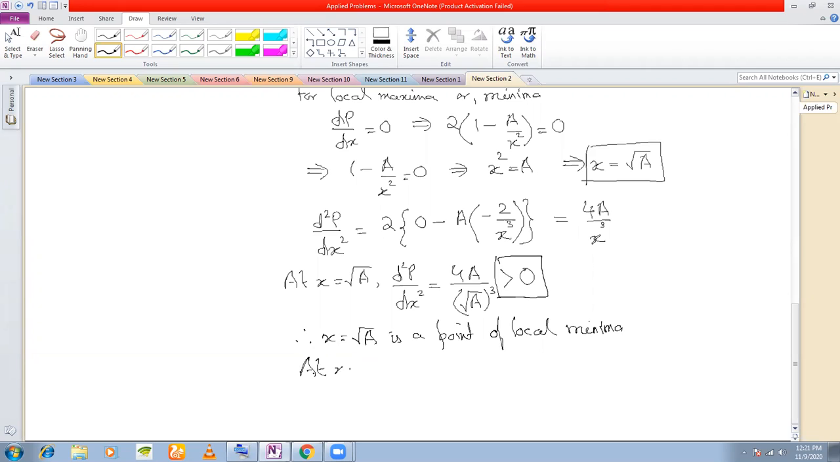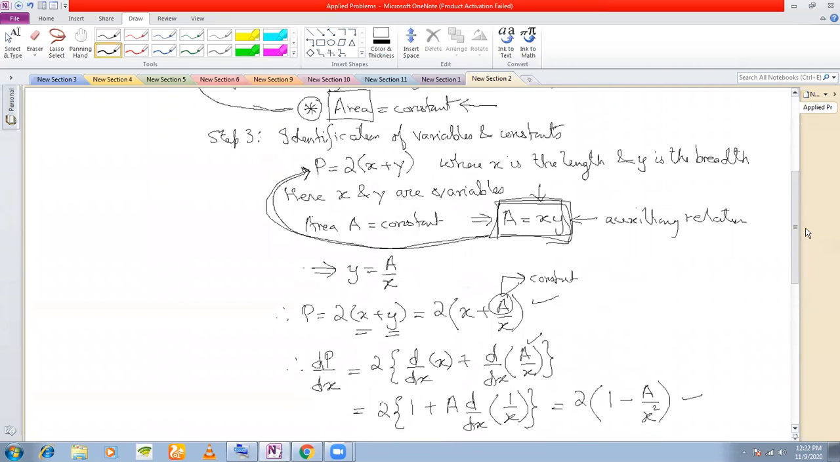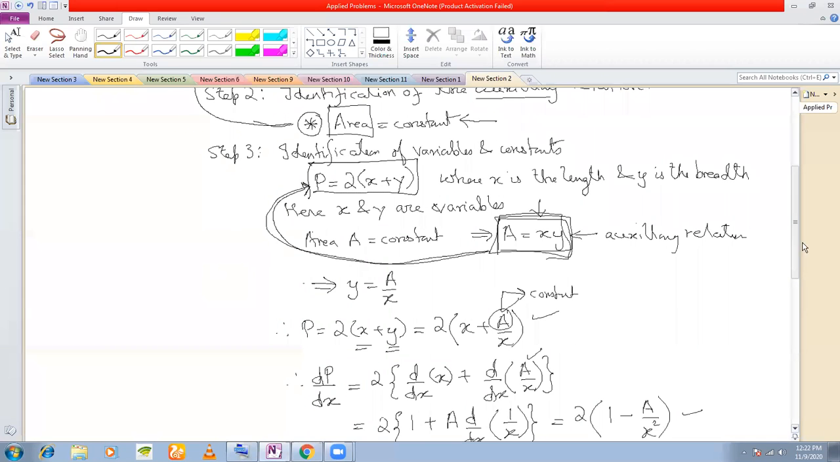Therefore at x equal to root a, P is minimized. Right or wrong? Yes, sir. And at x equal to root a, what is the value of y? y is equal to a by x, so a by root a, which is root a. So what is my point here? At x equal to root a, y is equal to root a, P is minimum. And what is the minimum value? What is the minimizing function? Put it in the minimizing function.